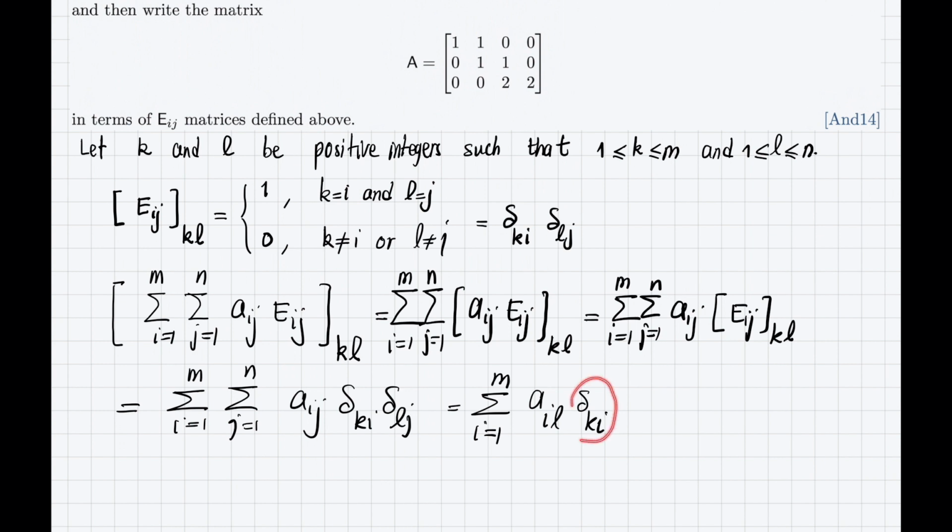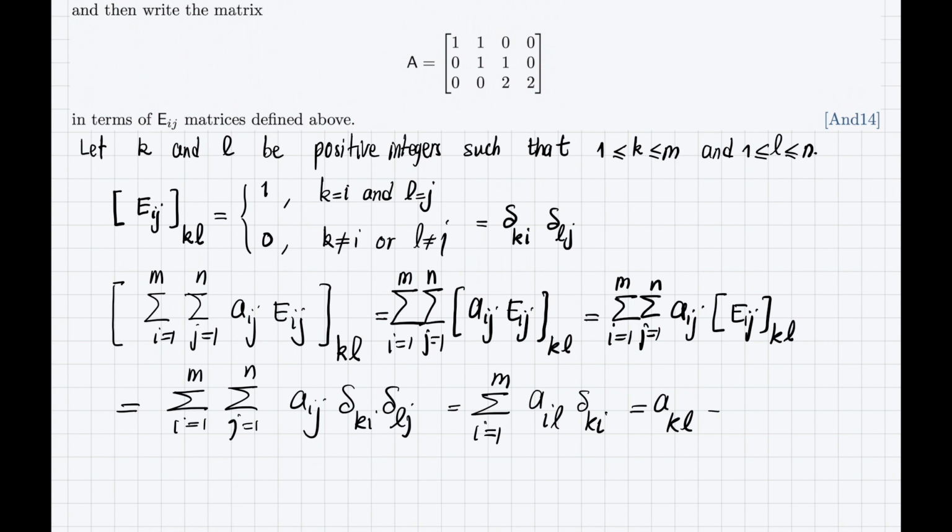I have a delta. One of the indices of this delta is the counter of the sigma. The second index is actually in the range of the counter. Why? Because k is between 1 and m, and the counter runs from 1 to m, so everything is okay. So I can eliminate this delta, I can eliminate this sum, but the price that I need to pay is to replace I with k everywhere left. But there is only one place that I is left, and this is here. So the answer becomes A_KL.